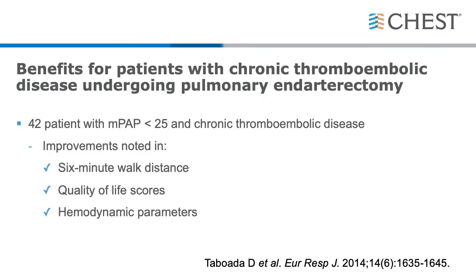And then the other subgroup where it's thought that having early vascular changes may put these patients at increased risk is within the CTEPH and CTED population. This study looked at 42 patients that had a mean pulmonary artery pressure of less than 25 millimeters of mercury and actually underwent pulmonary endarterectomy. And these patients who underwent endarterectomy without having this mean pulmonary artery pressure of greater than 25 did have some improvements in their quality of life, in their 6-minute walk distance, and in their hemodynamics.